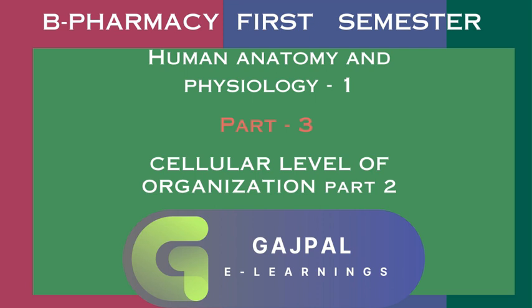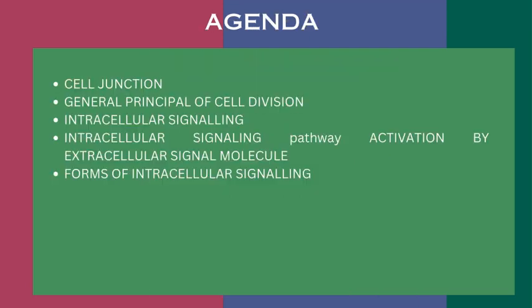In this video we are going to continue the previous topic, that is Introduction to Cellular Level of the Organization, which is a part of B Pharmacy first semester, Human Anatomy and Physiology Part 1. The topics to be covered in this video are cell junction, general principle of cell communication, intracellular signaling, intracellular signaling pathway activation by extracellular signal molecule, and forms of intracellular signaling.